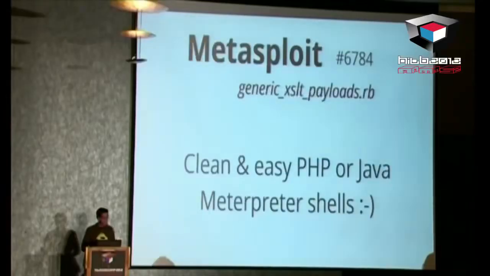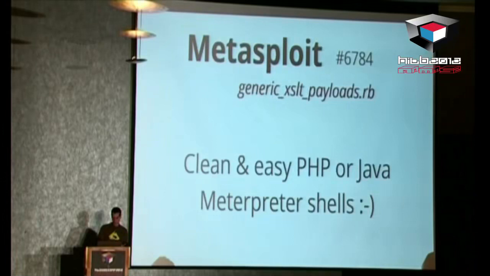In order to get things done more easily, I coded a Metasploit module, which should perhaps be in the next version, for .3. And for the moment, you can still access the ticket. The code is available in the ticket. And it's a very easy way to get some PHP or Java interpreter shell. And I have some demonstration.